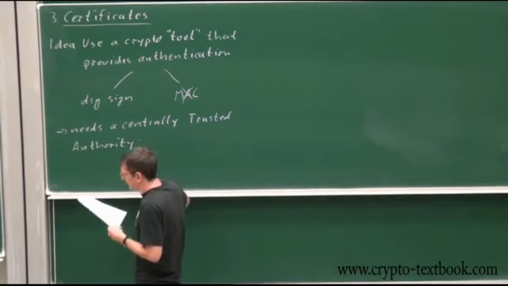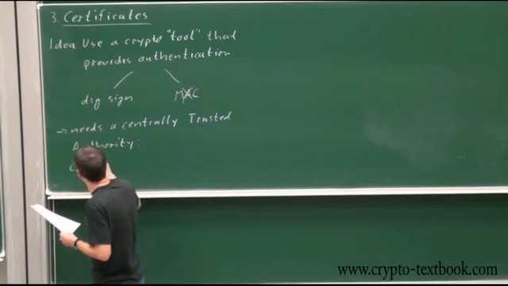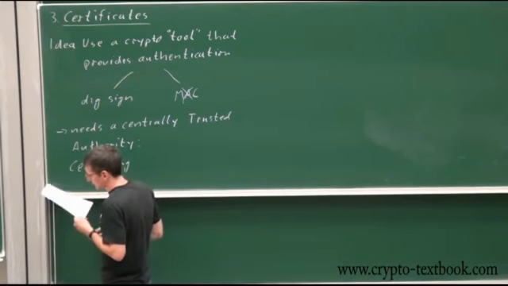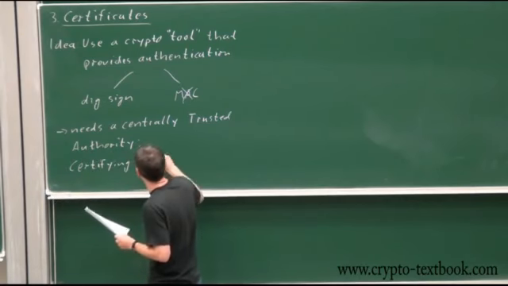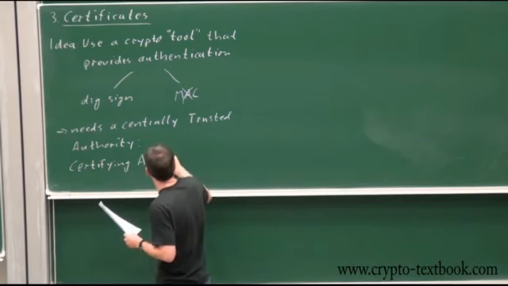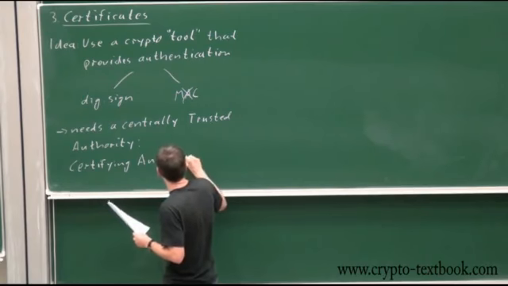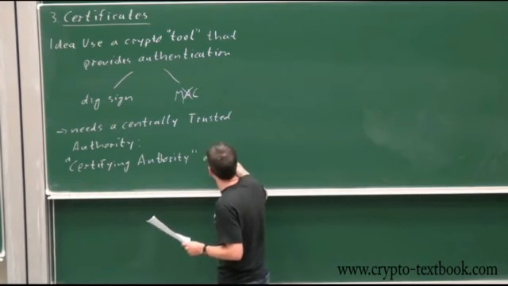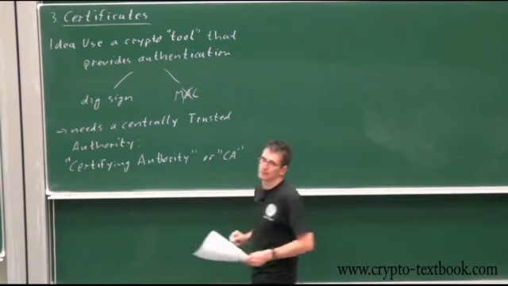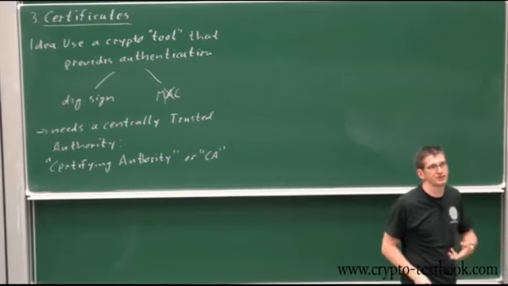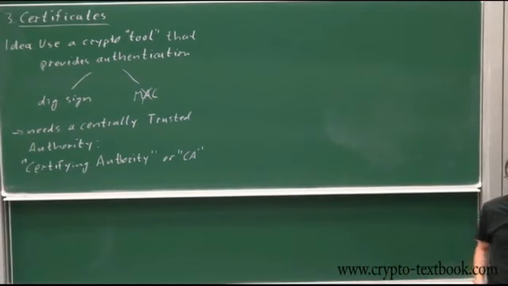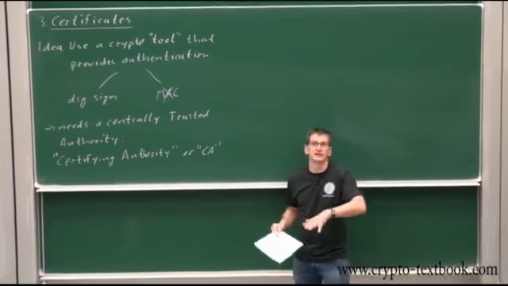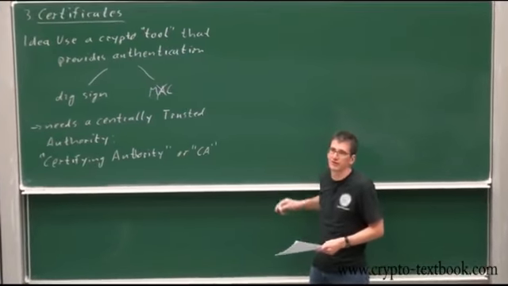We call this a certifying authority, or CA. This is a very common expression. If you Google, actually I did, when I prepared the lecture notes, I Googled a little bit in Wikipedia, a little bit with that. You get like 1 million hits if you Google for certifying authority or CA.